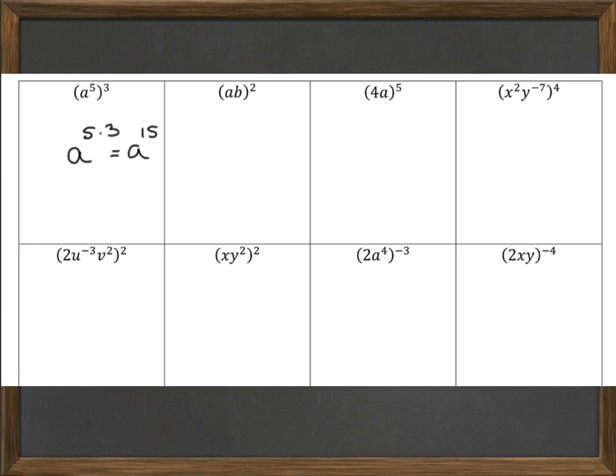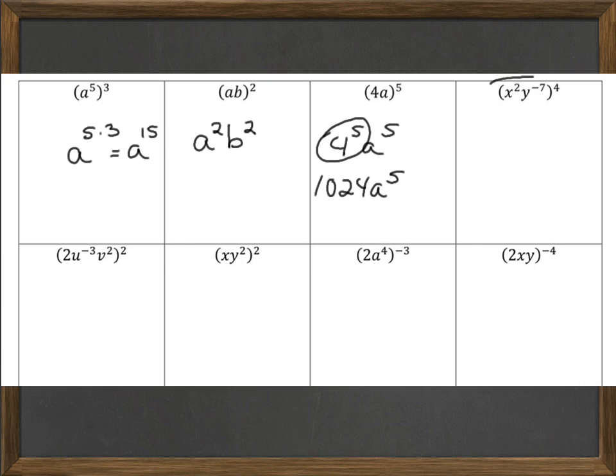So 5 times 3 is 15, so we have a to the 15th power. Okay, now we have a, b quantity squared. So that's going to give me a squared times b squared. Now we have 4a to the fifth power. So this is going to be 4 to the fifth power, a to the fifth power. Now remember, we actually have to evaluate our numbers. Well, 4 to the fifth power is 1024. So we have 1024a to the fifth power.